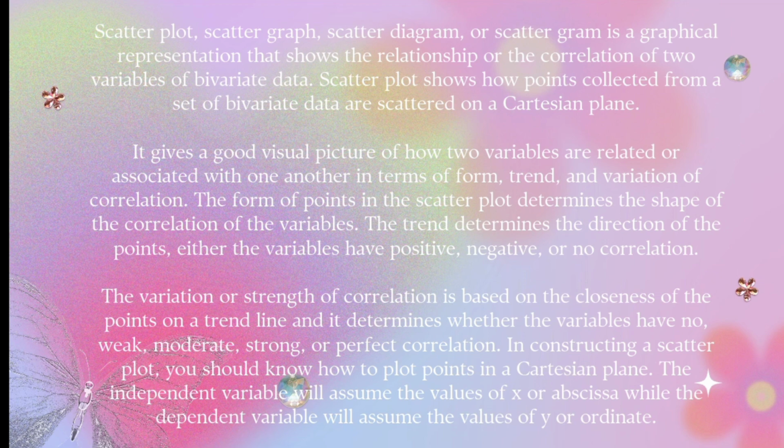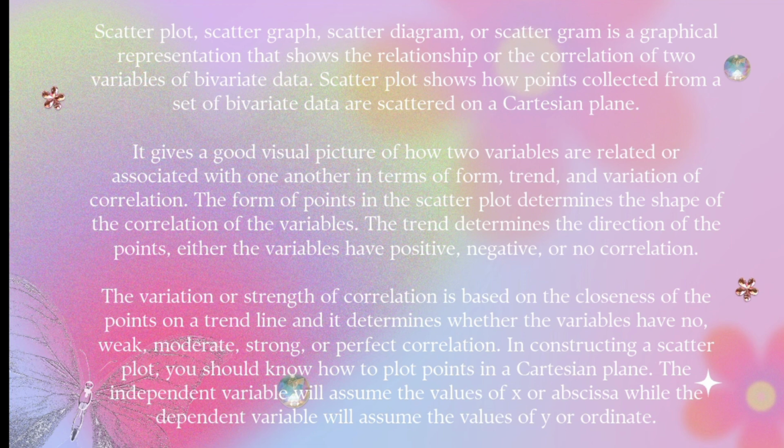Scatter plot shows how points collected from a set of bivariate data are scattered on a Cartesian plane. It gives a good visual picture of how two variables are related or associated with one another in terms of form, trend, and variation of correlation. The form of points in the scatter plot determines the shape of the correlation of the variables. The trend determines the direction of the points. Either the variables have positive, negative, or no correlation.